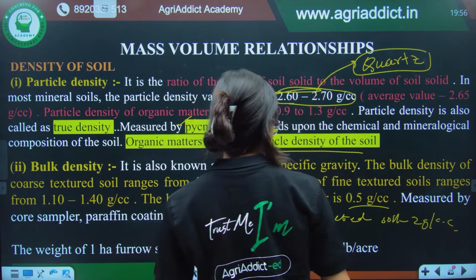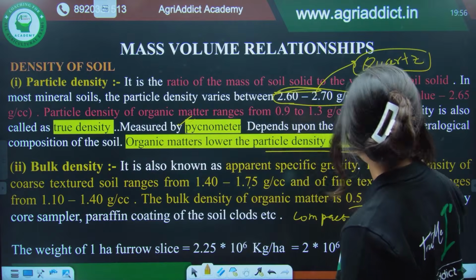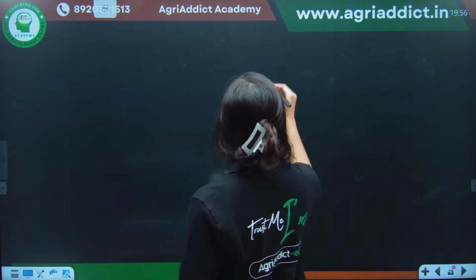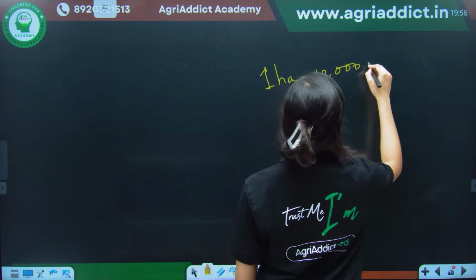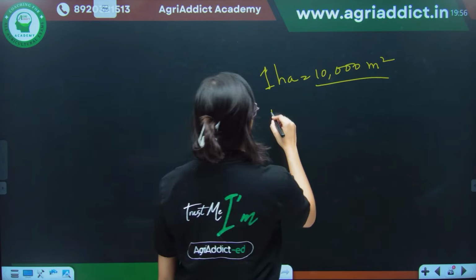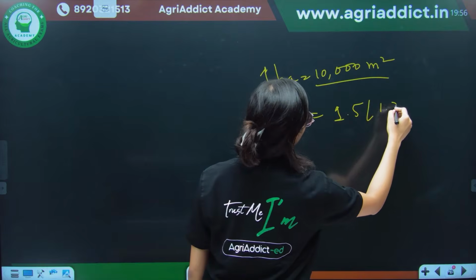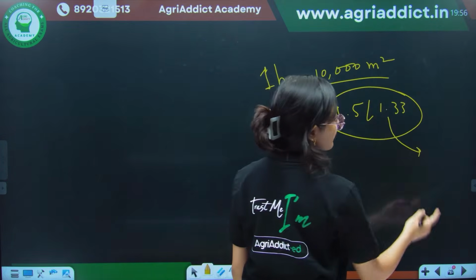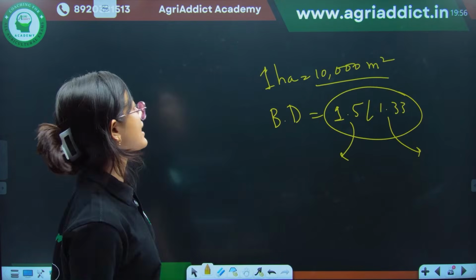Now, another numerical comes, that is what is the weight of 1 hectare furrow slice. So that also I have to do. For the weight of 1 hectare furrow slice, 1 hectare means 10,000 meters square. Here we will take the average BD to be around 1.5 or 1.33, whatever you are comfortable with. If we go with 1.33, then the value will be a bit lower. If we go with 1.5, then the value will be a bit higher.